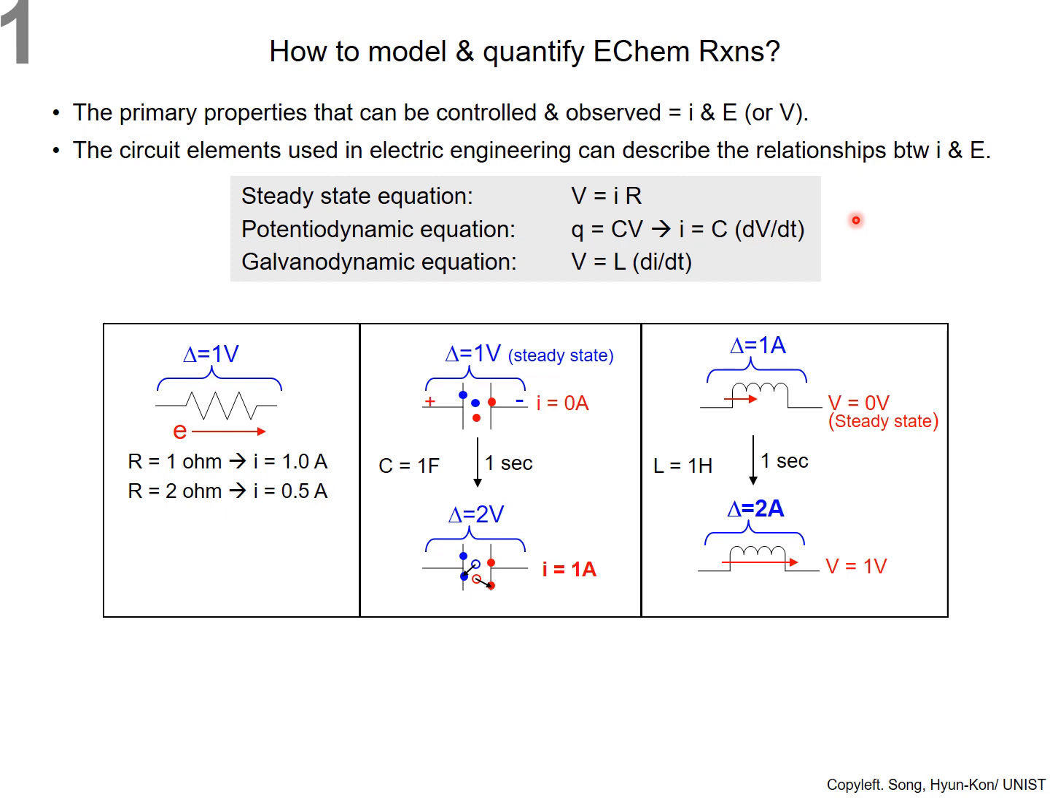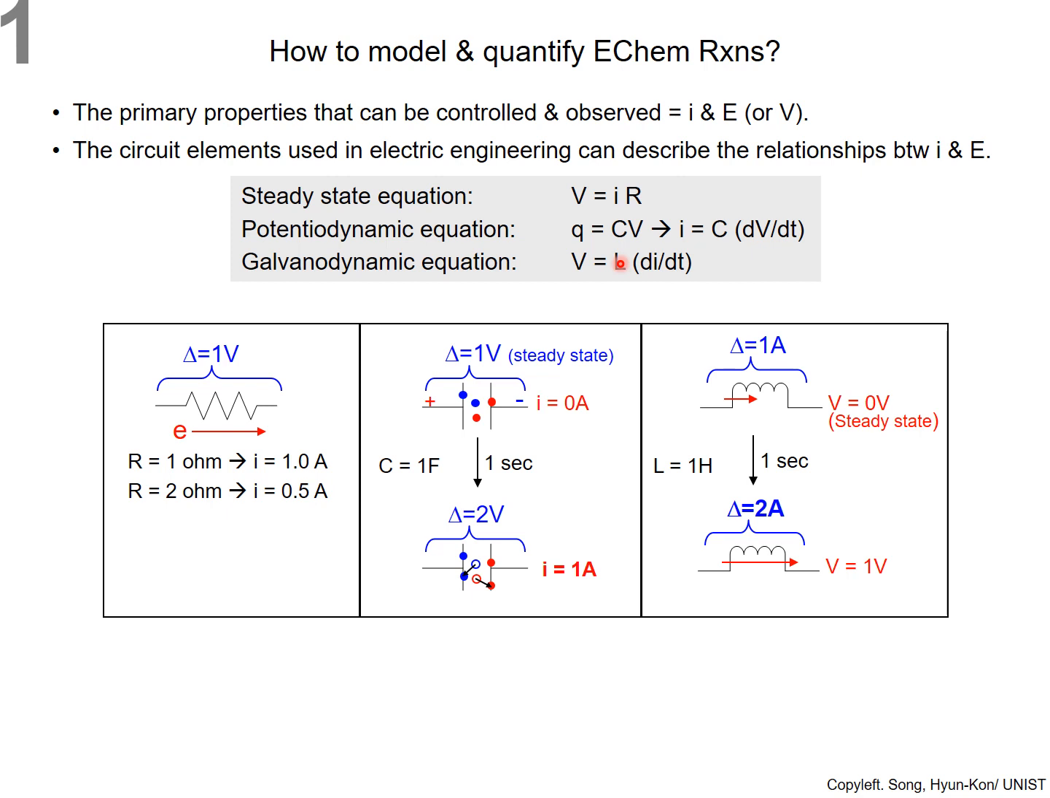That is the capacitance or capacitor equation. A potential dynamic situation is required for getting the current. That is the second equation. And let's go to the third one.